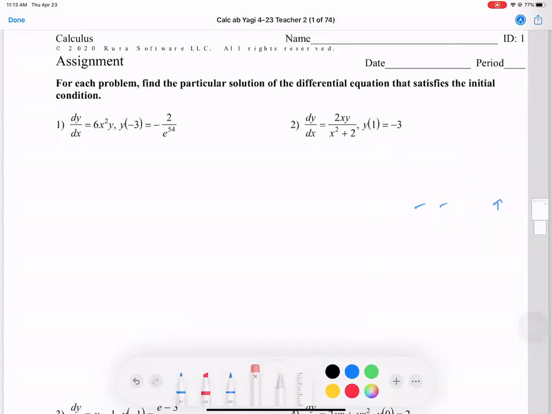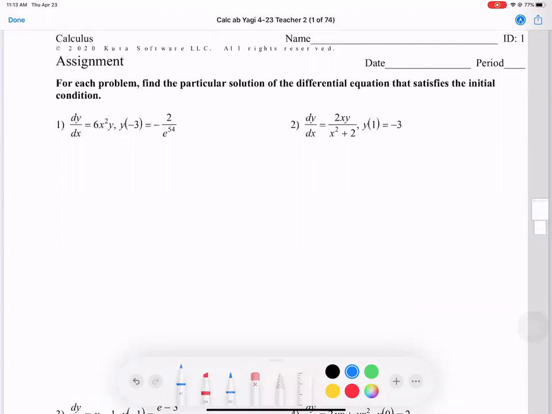So let's do the first one here. And today we're doing specifically natural logs and exponentials. So here we go. Our first problem is going to be a good example of this: dy over dx is equal to 6x squared y.